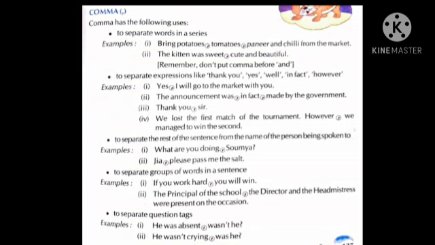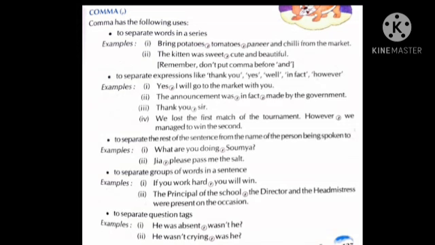Clear? To separate words in a series like the kitten was sweet, cute and beautiful. All the words are related to the kitten, so we have used comma here. After sweet we have used comma. Clear? Don't put comma before and. We never put comma before and. End से पहले कभी comma use नहीं करते. We never use comma before and.